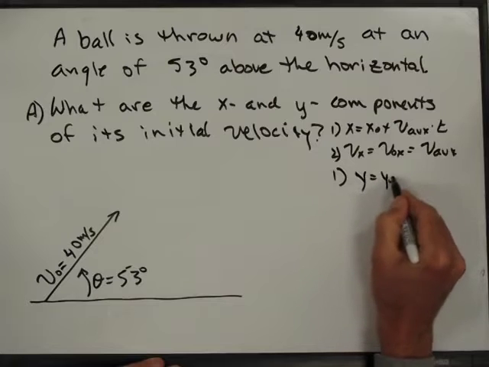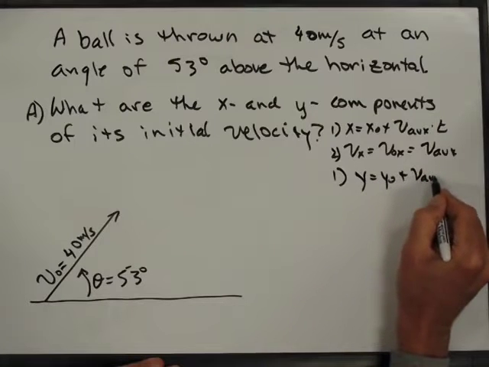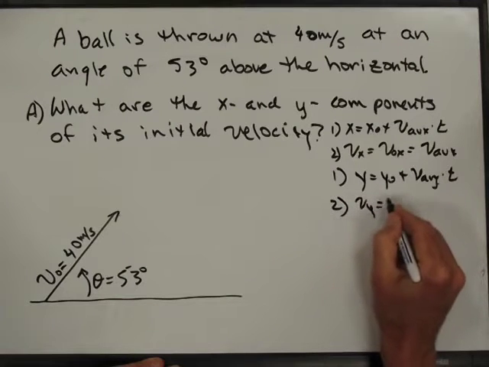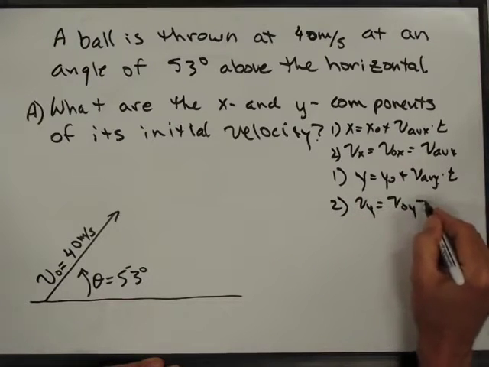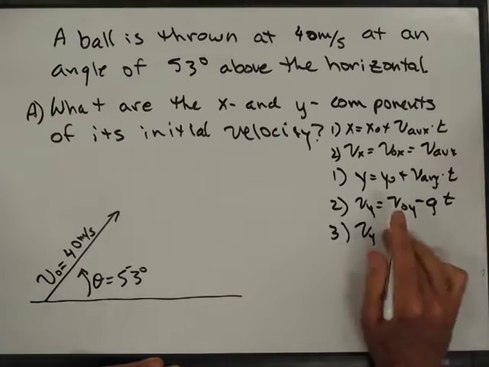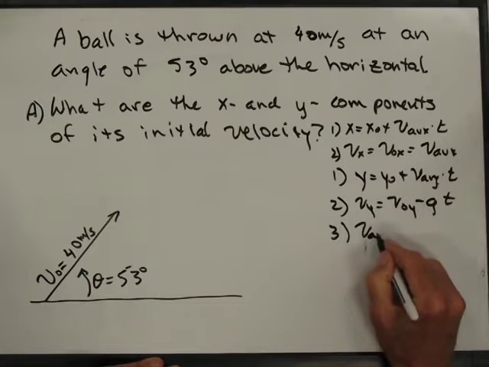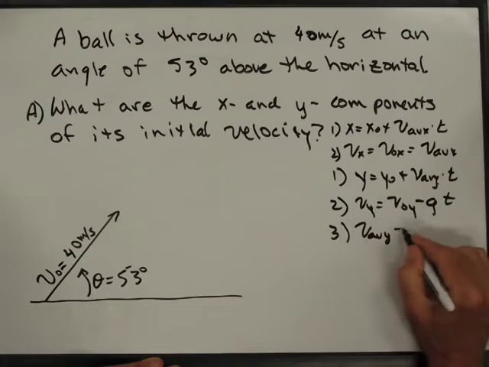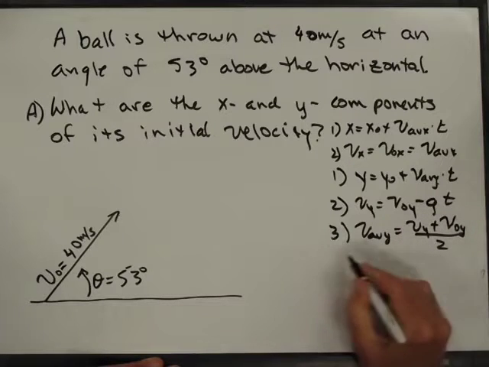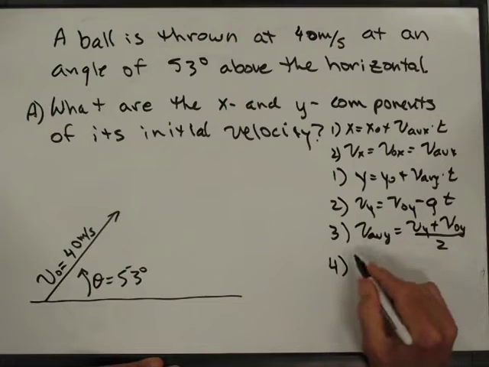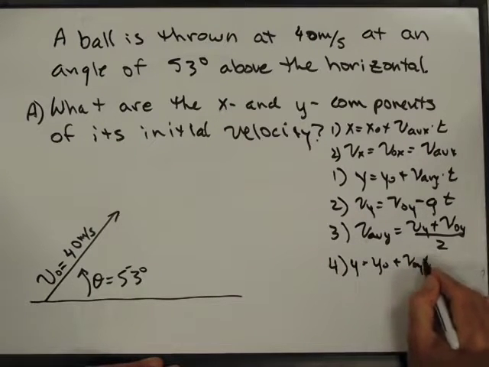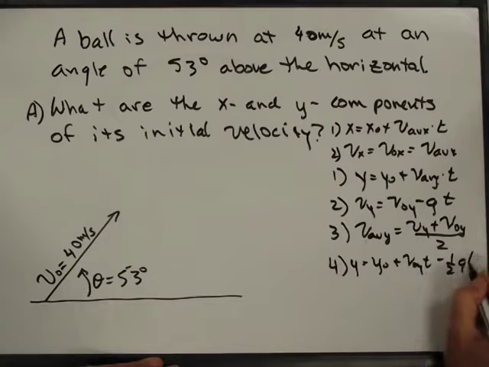Y equals y naught plus v average y times time. 2 is vy equals v naught y minus g times time. 3 is v average y is equal to vy plus v naught y over 2. And then the two equations from the other ones: 4 is y equals y naught plus v naught y times t minus 1/2 g t squared.